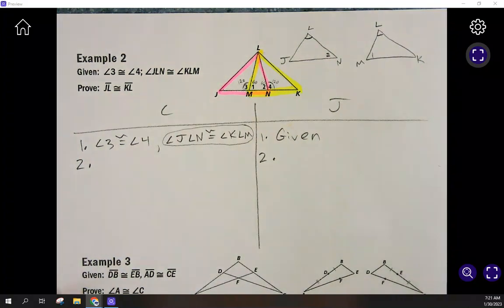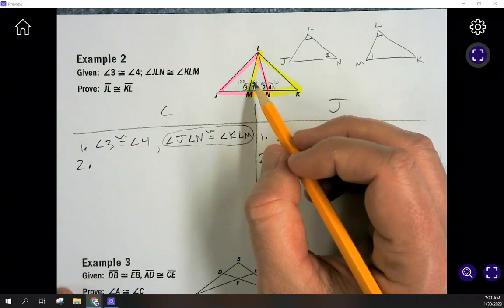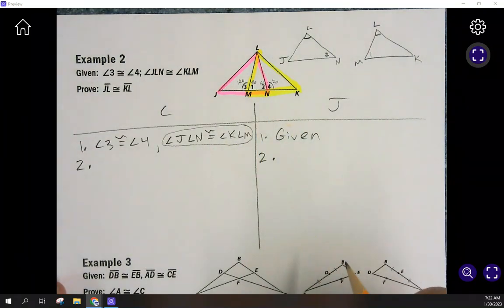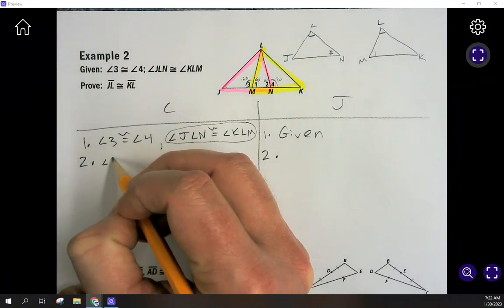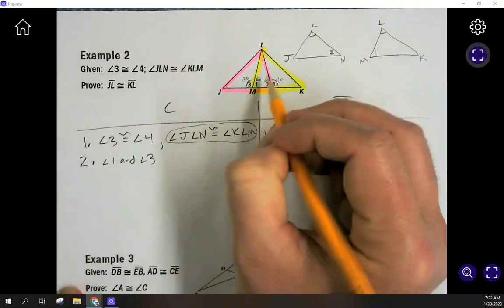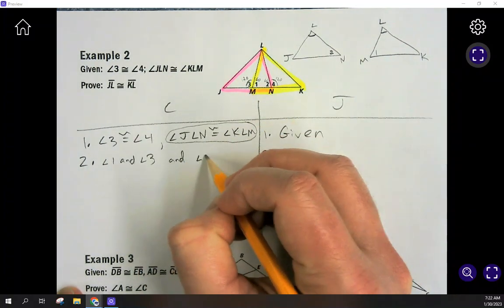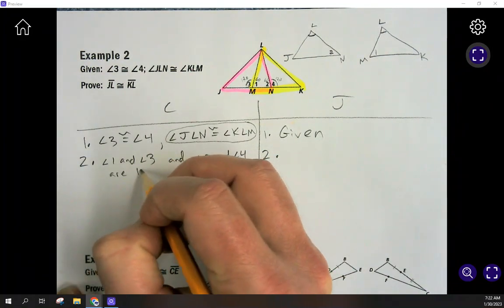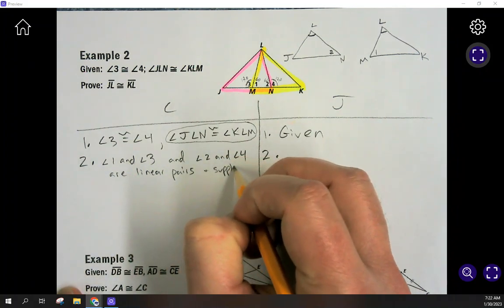Now, we don't know that that's true, but we do know that if these are equal and they're supplementary to these two angles, then these would also have to be equal. So even though we don't have the angle measurements, we do know that those are going to have to match up. So let's go ahead and explain that in a proof. We have not done this here before to this extent. So we know that angle 1 and angle 3, and we'll shove it all in one line here, angle 2 and angle 4, we know that they are linear pairs and supplementary.